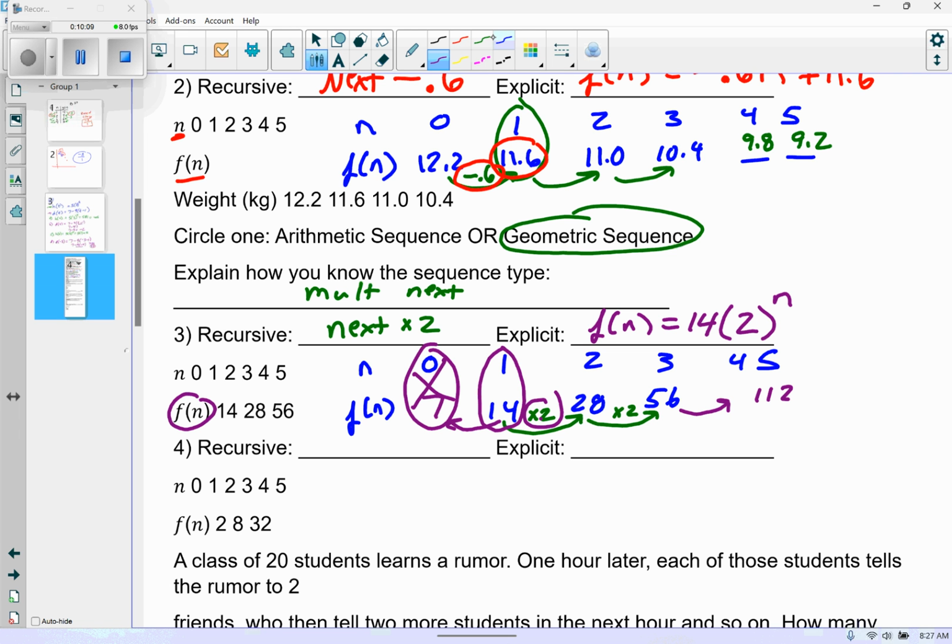Go ahead and try number 4. And I have to rewrite it. Give it a try while I'm rewriting it.